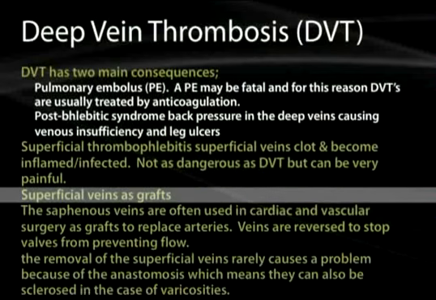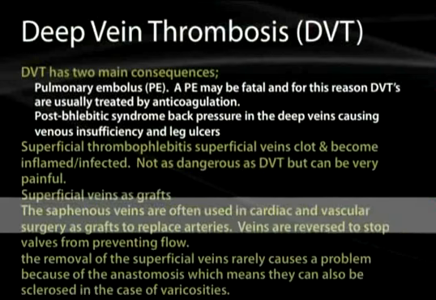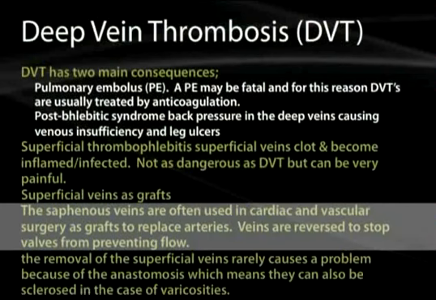The superficial veins as grafts are going to be an important part of the questions that you'll see in the USMLE as well. Not only will they ask you which vessels can be used, but where they can be harvested. And usually the great saphenous vein or the small saphenous vein can be used. The great saphenous vein is typically harvested from the thigh region, and they have to be reversed so the valves don't prevent blood flow. Veins are not as good as grafts as arterial grafts, and we'll talk more about that a little bit later.